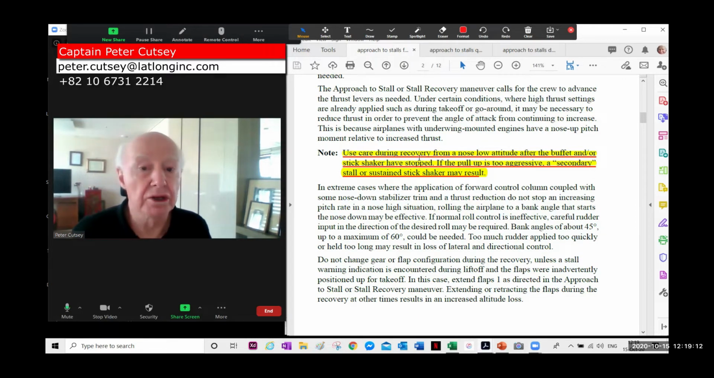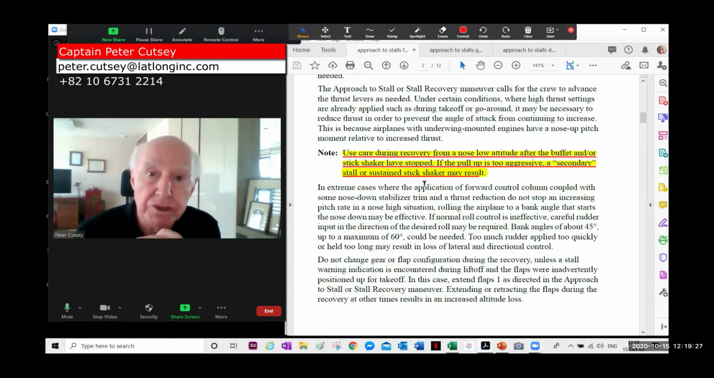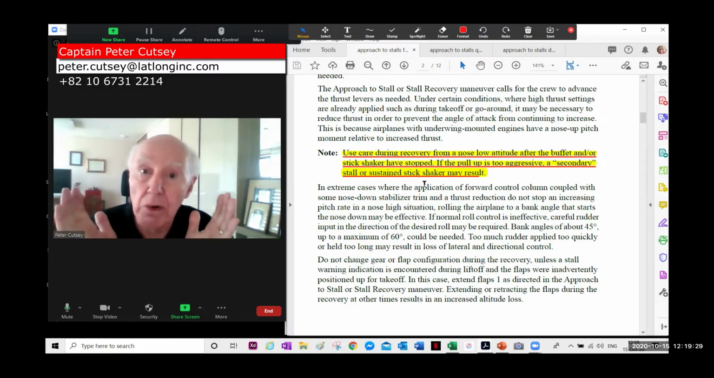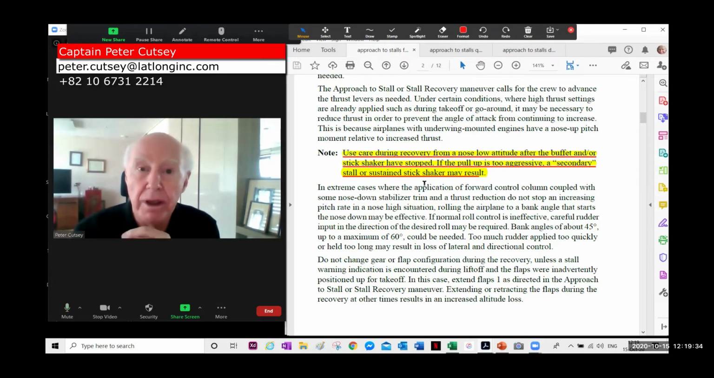Use care during recovery from a nose low attitude after the buffet and or stick shaker have stopped. If the pull-up is too aggressive, a secondary stall or a sustained stick shaker may result. Remember, this whole exercise of approach to stall is for training only. You should never be below the bug speed, ever. If you are, it means you're not doing your job, or situations such as wind shear have caused something, even though you are attentive, and you've got to respond immediately.